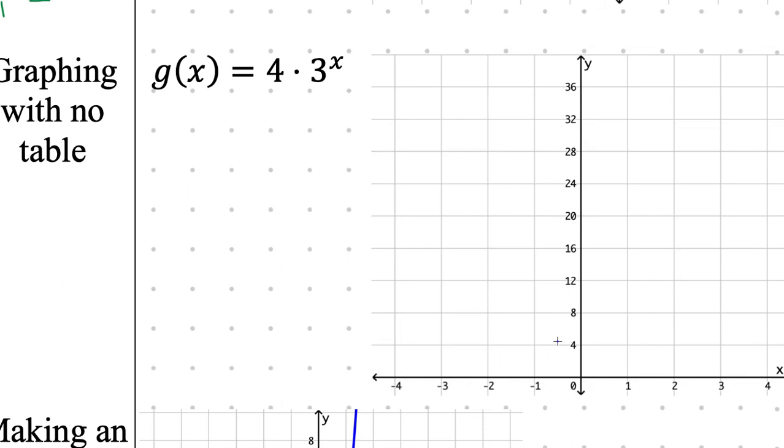Okay, so 4. Where do I put it? The y, because g of x is really just y. Okay, so on the y-axis, graph the point 0, 4. All right. What's another point that I could graph then? Yeah, Jade. 1, 8. How'd you get that?